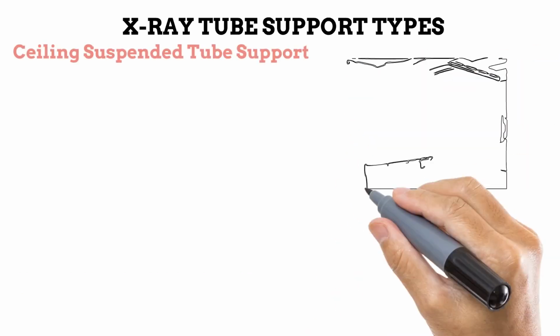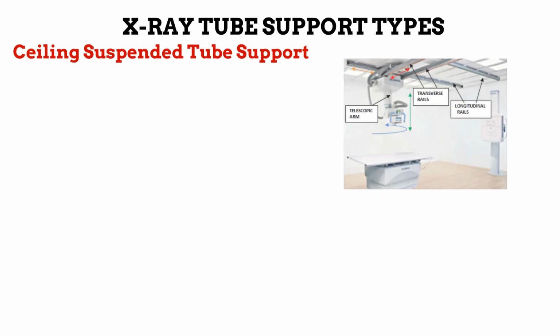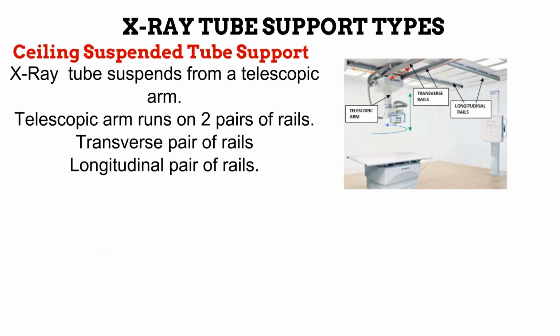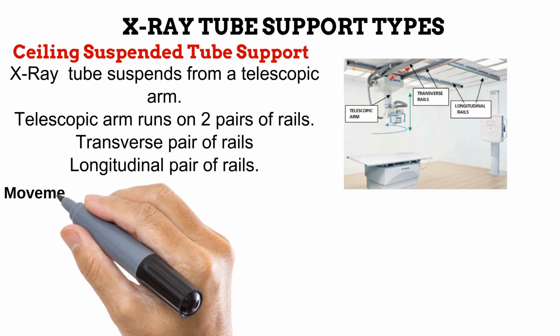The last X-ray tube support system that we'd be discussing is the ceiling suspended or ceiling mounted tube support system. This differs greatly from the other two configurations. In this, the tube is suspended from a telescopic arm which runs on two pairs of rails. On the diagram you'll notice a longitudinal and transverse pair of rails.